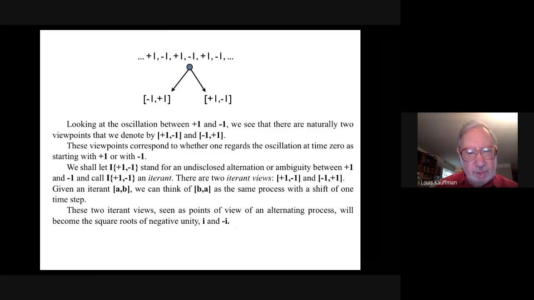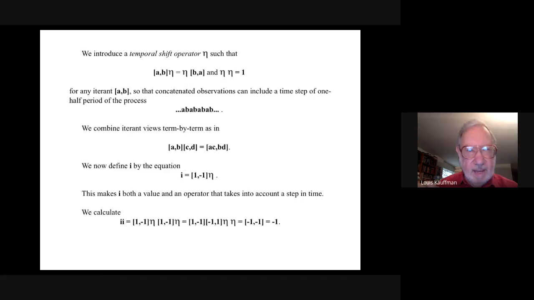And these two views will become square roots of minus 1, I and minus I, as we'll see in a moment. And how are we going to do that? Well, one way to do that is the following, that I introduce a temporal shift operator, eta. And AB multiplied by eta is the same as eta multiplied by BA, so that when you push eta across the AB, it becomes the BA, and eta squared will be equal to 1.